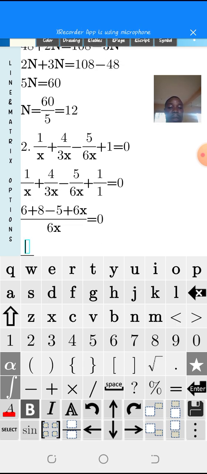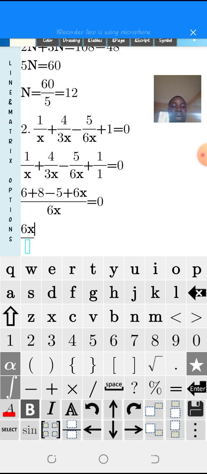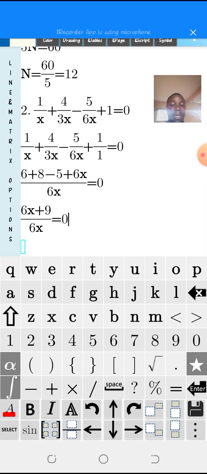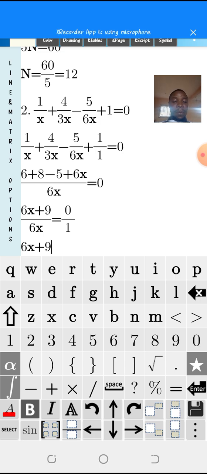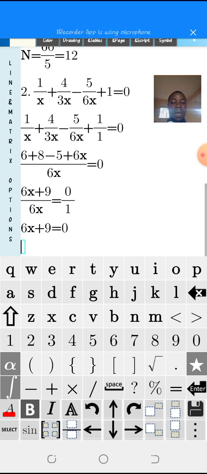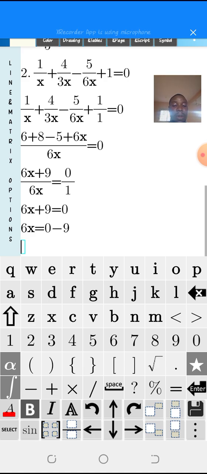From here, 6 plus 8 is 14, 14 minus 5 is 9. So this becomes 6x plus 9 all over 6x equals 0, and you can make this 0 over 1. So 6x plus 9 times 1 gives us 6x plus 9 equal to 0. From here you collect like terms, so 6x equals 0 minus 9, which makes 6x equal to minus 9.